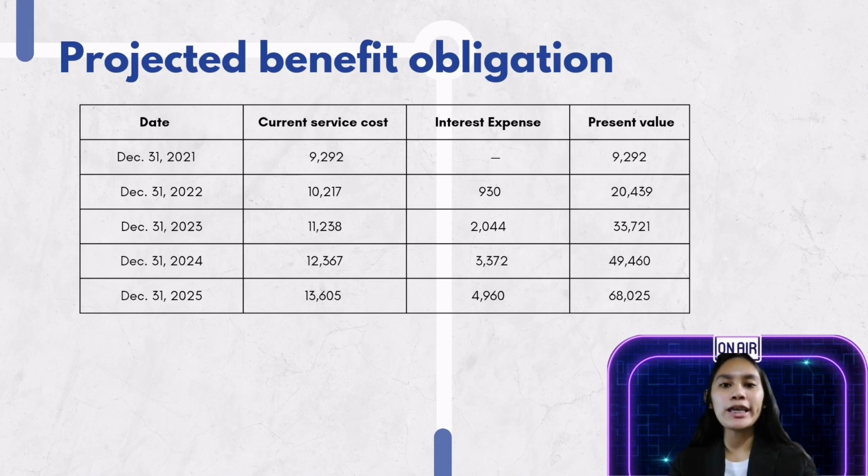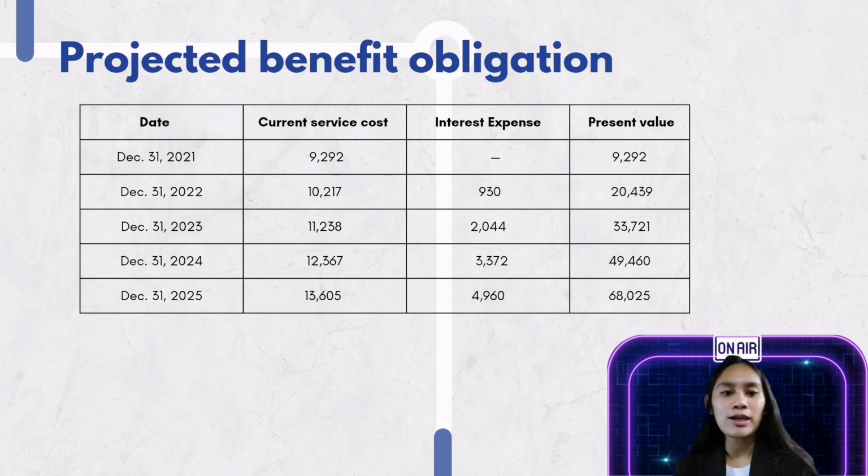Projected benefit obligation is the estimated amount of obligation of employer to employee that was made by an actuary. Yung current service cost, yun yung present value sa naunang table. Para sa interest expense naman, sa 2021 ay 0. So, to get the present value for 2021, 9,292 plus 0 is equal to 9,292.